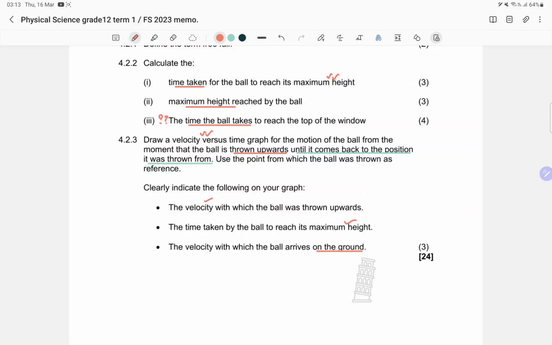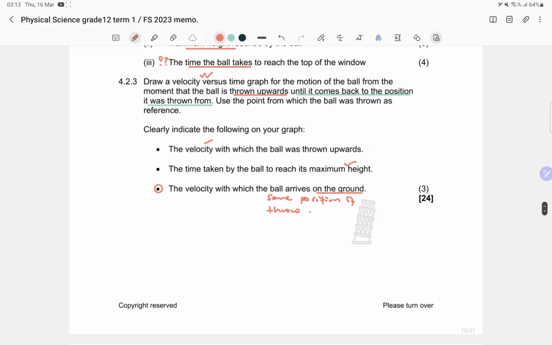No, this one should be from the same position. Okay, because we were told that it is the position from which it was thrown, not the ground. So they didn't phrase this one correctly. Anyway, I don't have space, so I'm just going to attempt to draw the graph right here.